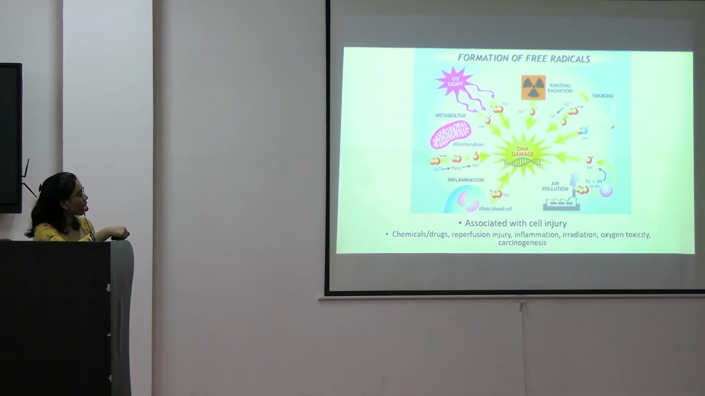So how are free radicals formed? They can be formed from a lot of sources. One is UV light, then ionizing radiation, smoking, exposure to air pollution, inflammation, and also the mitochondria. So injury to the mitochondria can give rise to what? What are we studying? Free radicals. So why is it important? Why should we know free radicals? Because they are associated with cell injury, especially caused by chemicals, reperfusion injury, inflammation, irradiation, oxygen toxicity and also carcinogenesis.